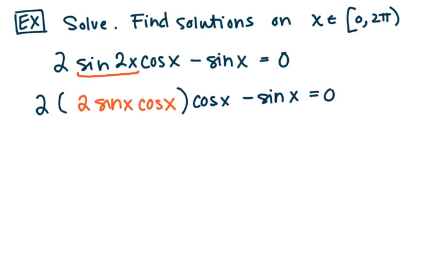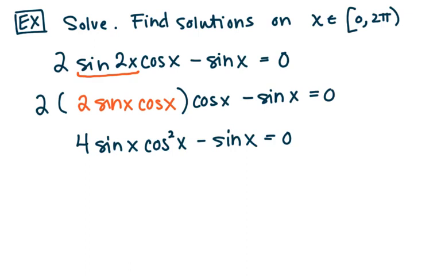So let's think about simplifying this. I can multiply this together. I'm going to have 4 sine x times cosine squared. So I have 4 sine x times cosine squared x minus sine x is equal to 0.